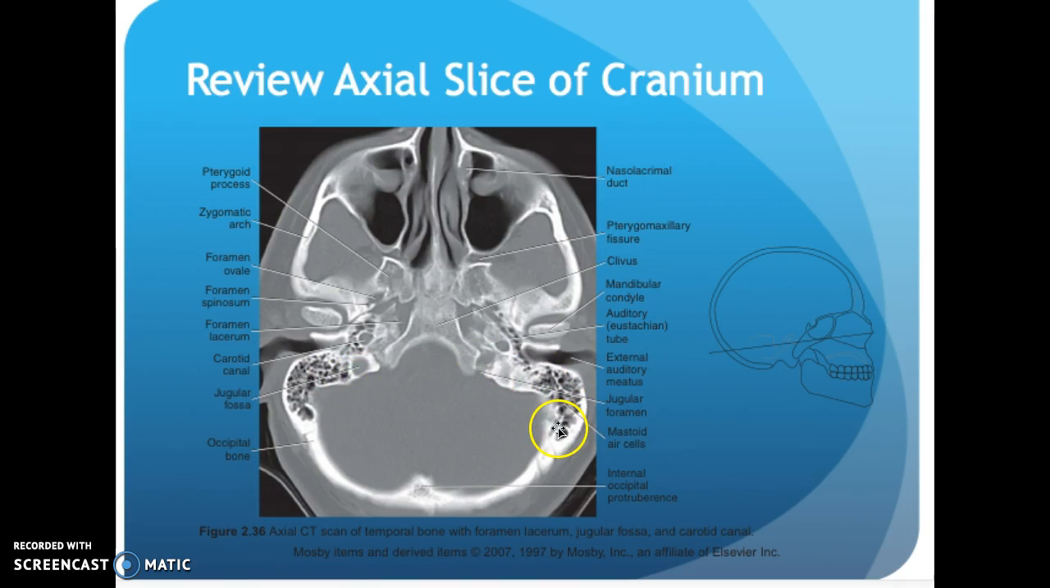Here are your mastoid air cells, your internal occipital protuberance, and this is your occipital bone. Mastoid air cells again, so here's your jugular fossa with your carotid canal and your foramen lacerum. It's a better shot of it there. You can see your foramen spinosum there and your foramen ovale. And here is your pterygoid process, zygomatic arch. As you know, these are your maxillary sinuses on either side.